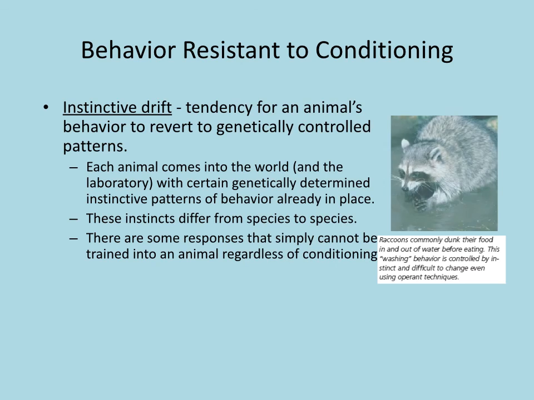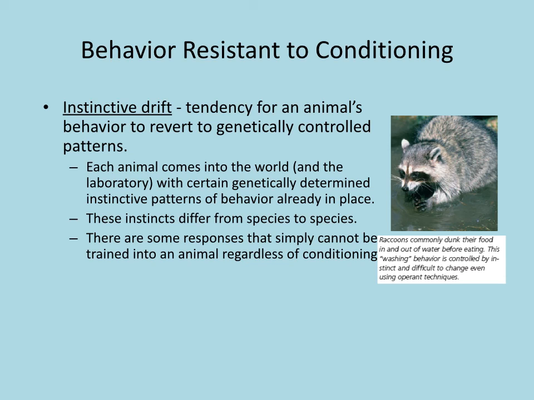Okay, now behavior resistant to conditioning is called instinctive drift. What that means is it's a tendency for an animal's behavior to revert to genetically controlled patterns. What that means is that there are some responses that simply cannot be trained into animals regardless of conditioning.